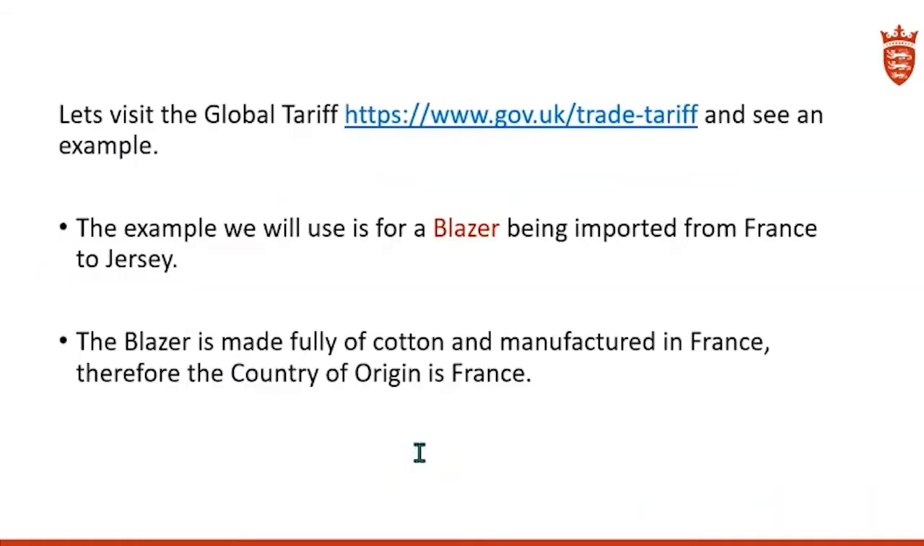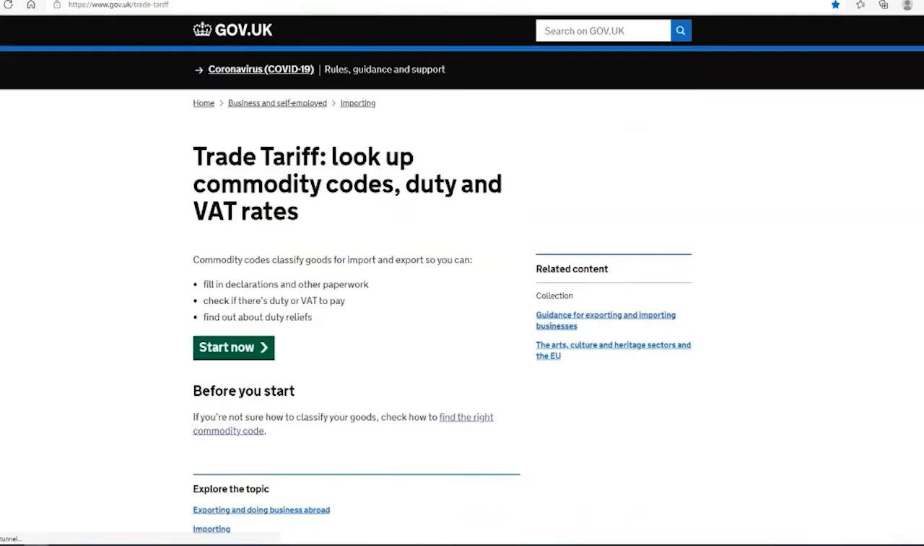Let's visit the global tariff and see an example. The example we will use is for a blazer, being imported from France to Jersey. The blazer is made fully of cotton and manufactured in France. Therefore, the country of origin is France. So this is the page with the trade tariff and where you can look up a commodity code.